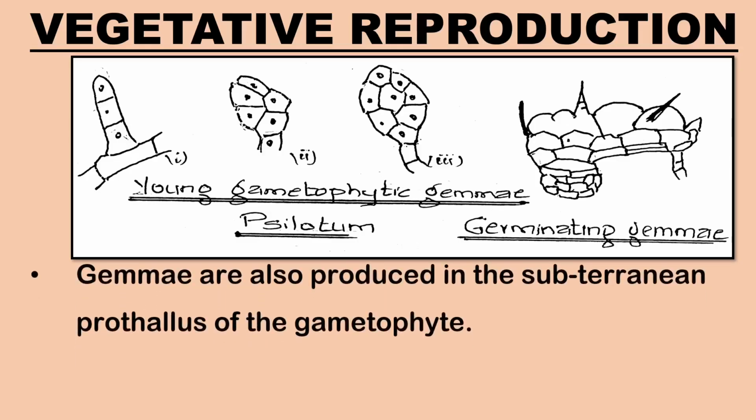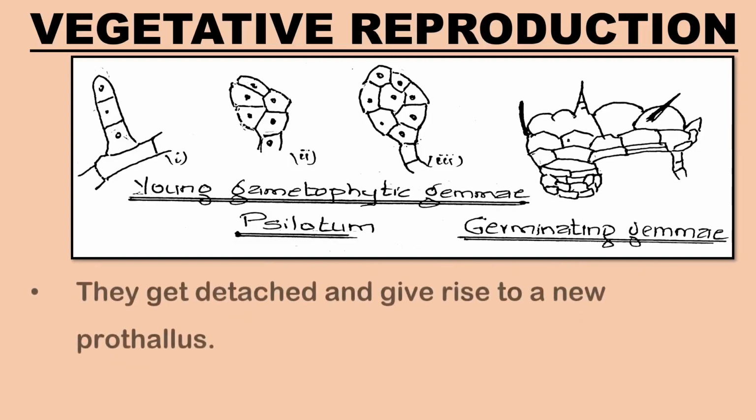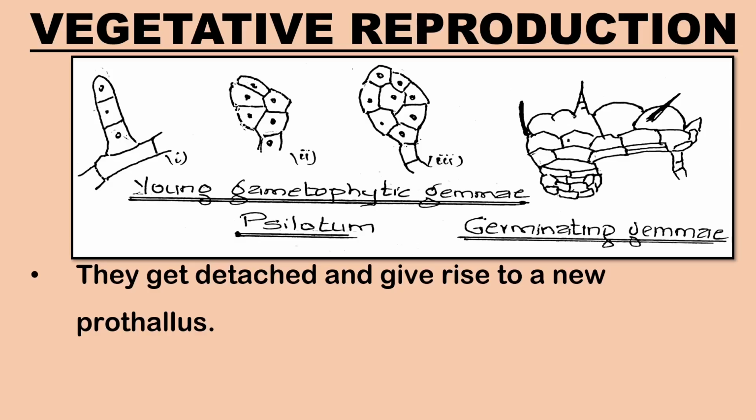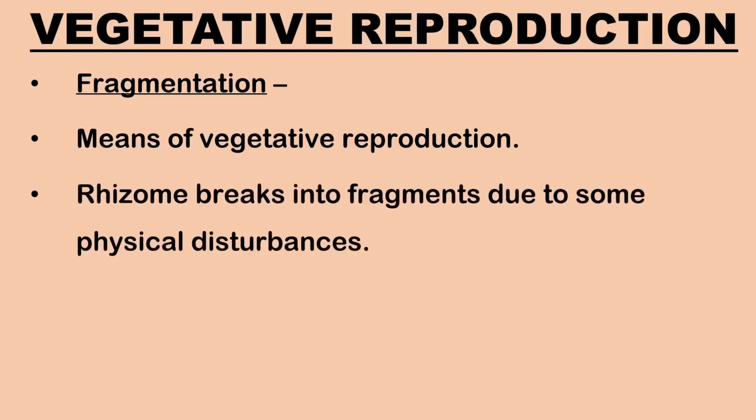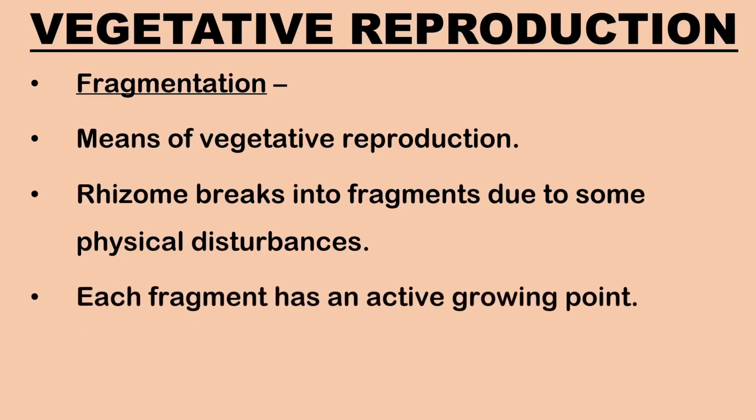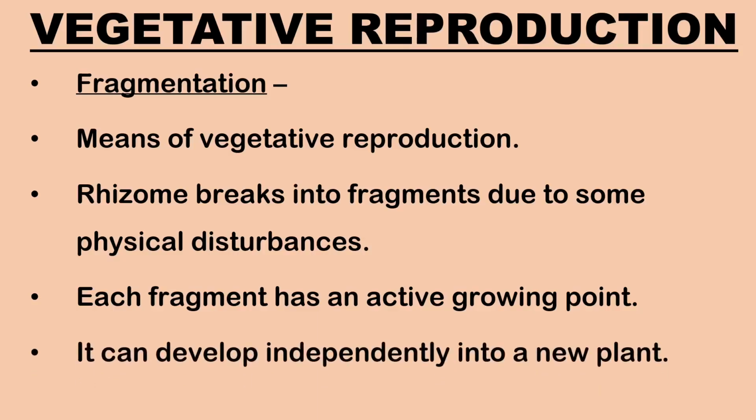Gemmae are also produced in the subterranean prothallus of the Gametophyte. When they get detached, they give rise to a new prothallus. Fragmentation: some species show vegetative reproduction by fragmentation. The underground dichotomously branched rhizome may break into pieces due to some physical disturbances. Each fragment contains an active growing point, due to which it can develop independently into a new plant.